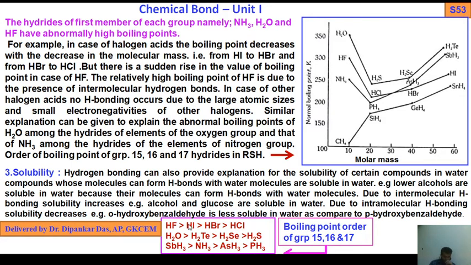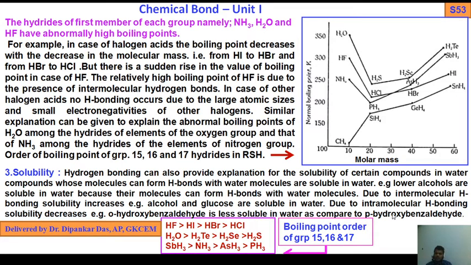Now, boiling point order of group 15, 16 and 17. As I discussed, water has a higher boiling point than H2Te, which is greater than H2Se, greater than H2S. Similarly, in the case of hydrogen halides, HF greater than HI, greater than HBr, greater than HCl.